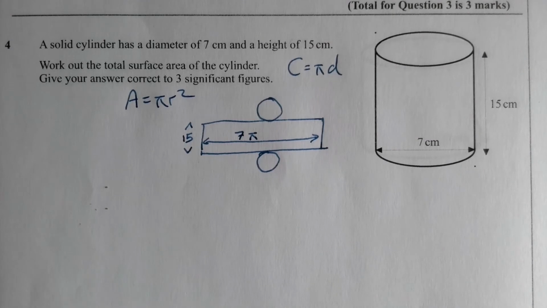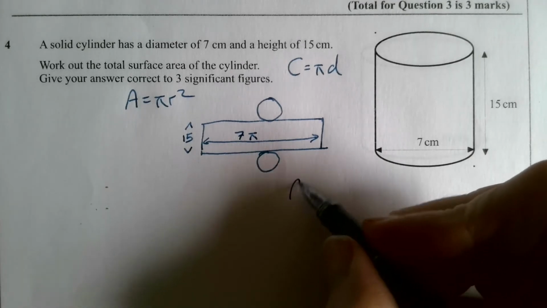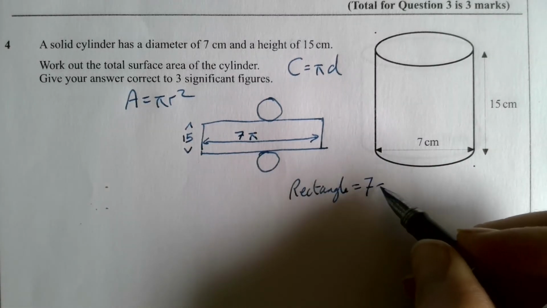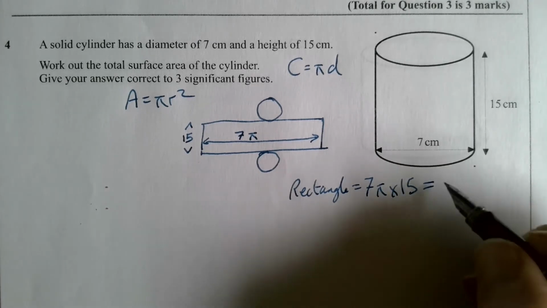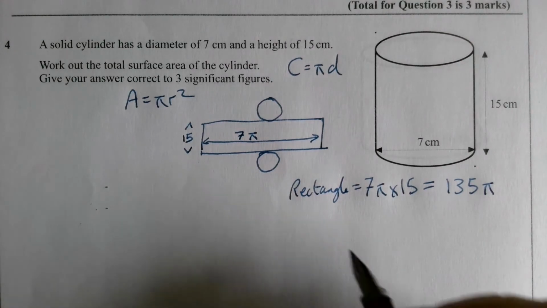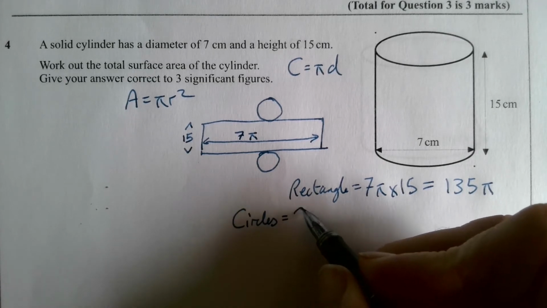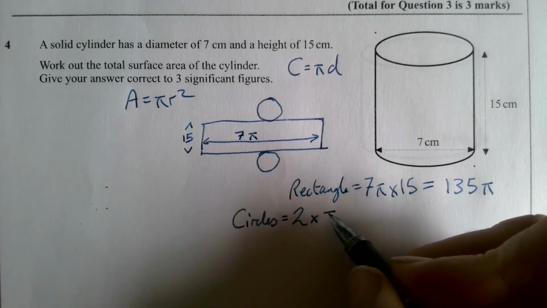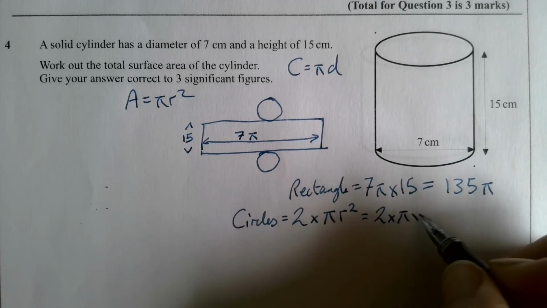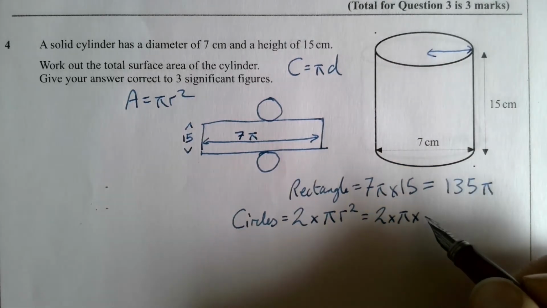So hopefully you've got somewhere along this. I began by doing the net. I put in the dimensions, the width and that. So I know that the rectangle area is going to be 7 pi times 15, which is 135 pi. We're going to need to do this to 3 significant figures, so we will use our calculator, but we don't need to yet. Then 2 circles are going to be 2 times pi r squared, which is going to be 2 times pi times, now we need the radius. It's not enough to divide it by 2 afterwards, that will give us the wrong answer.